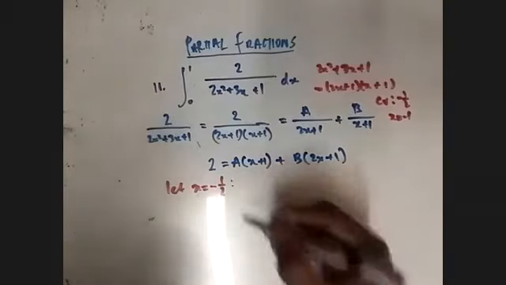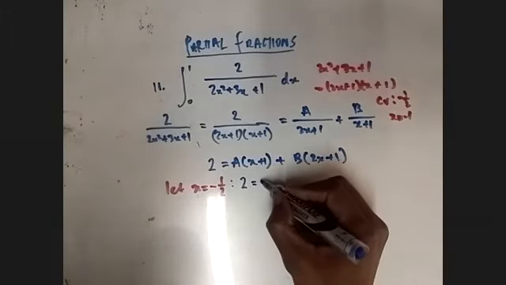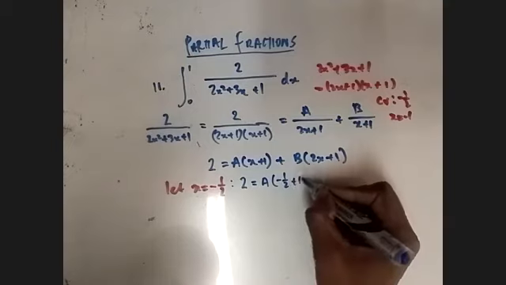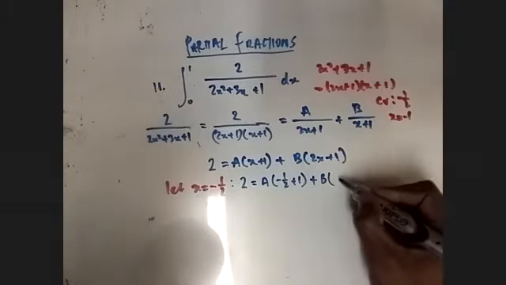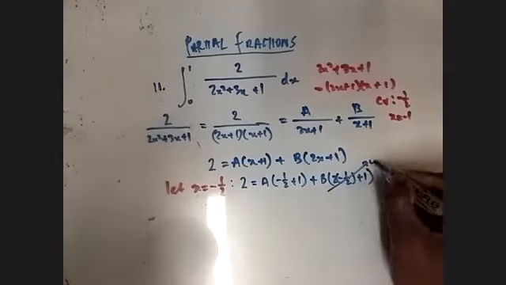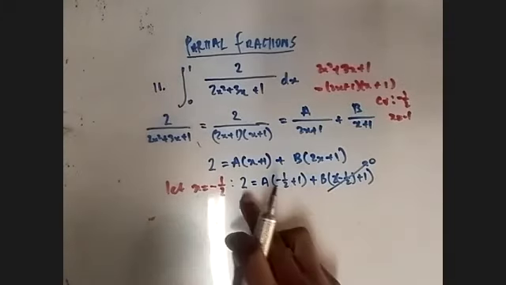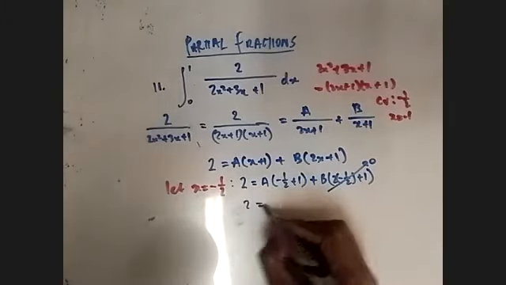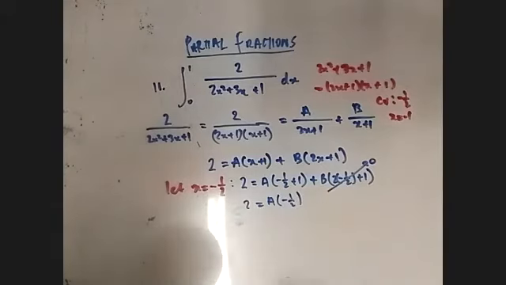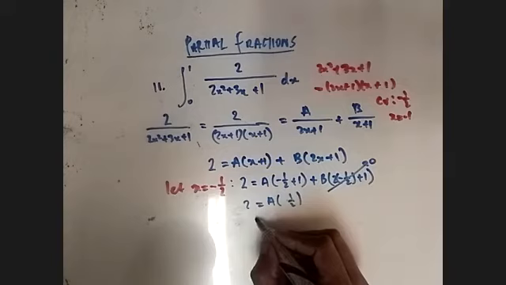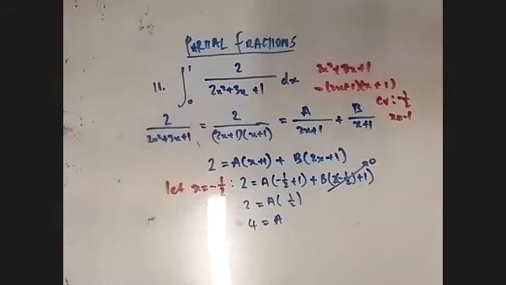I hope it works. So 2 is equal to a times (negative 1/2 plus 1) plus b times (2 times negative 1/2 plus 1). This is 0, okay? Because negative half times 2 is negative 1. So 2 is equal to a times positive half. Then you multiply both sides by 2. 4 is equal to a. Oh, it works. It works. It works.